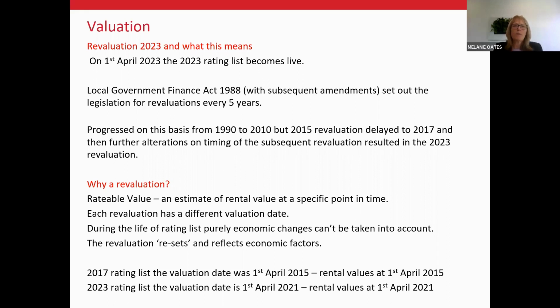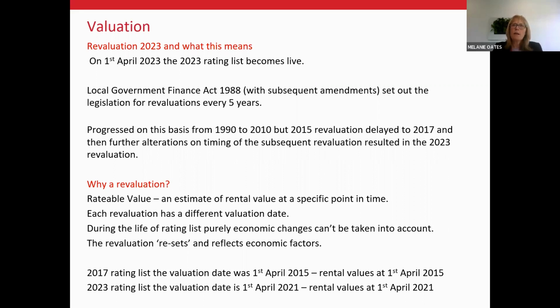Just to understand a bit about revaluations, it was set out originally in the Local Government Finance Act 1988 that there should be a revaluation every 5 years. And this progressed well from 1990 to 2010, but the 2015 revaluation was actually delayed till 2017. And then there were further alterations to the timing of the subsequent revaluation, which has actually resulted in the 2023 revaluation that we have now.